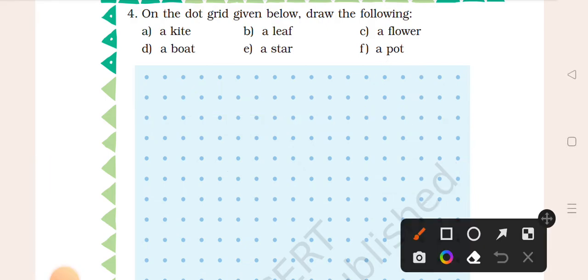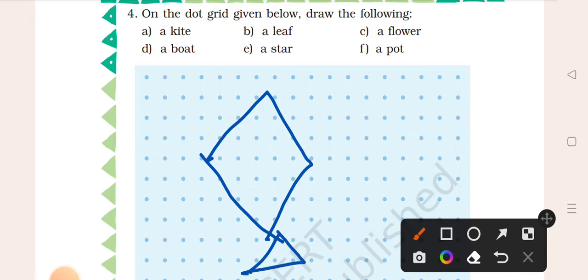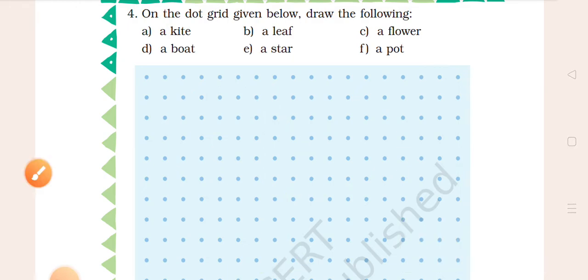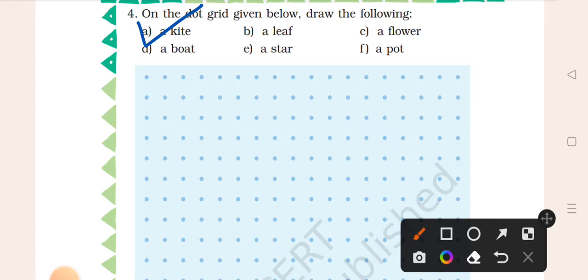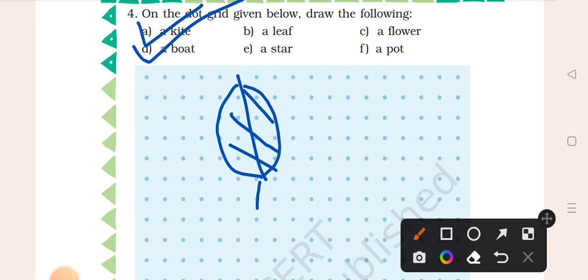Now we will draw a kite. The kite will look like this. We have drawn a kite and a boat. Now it is leaf time. The leaf will look like this.